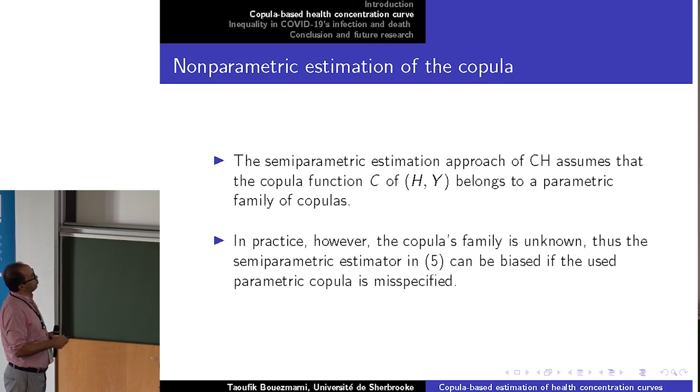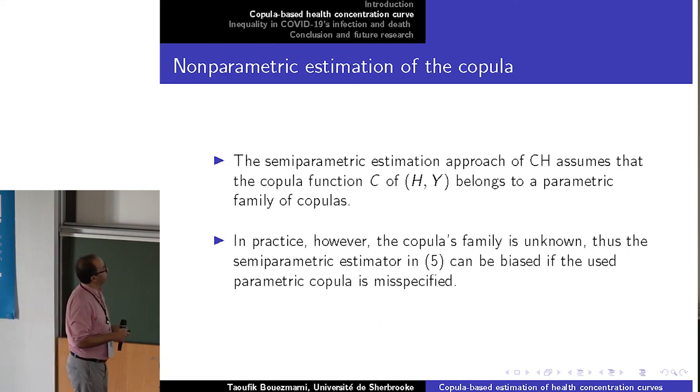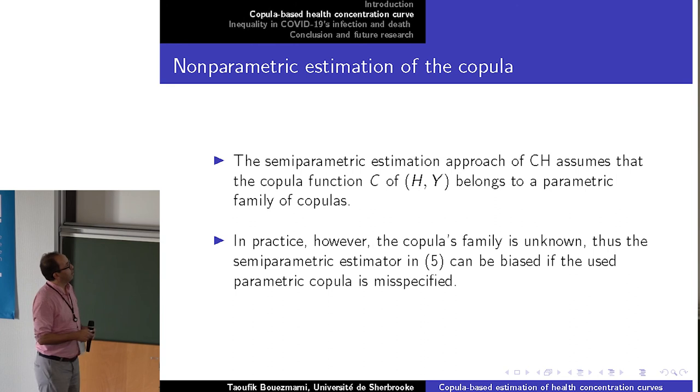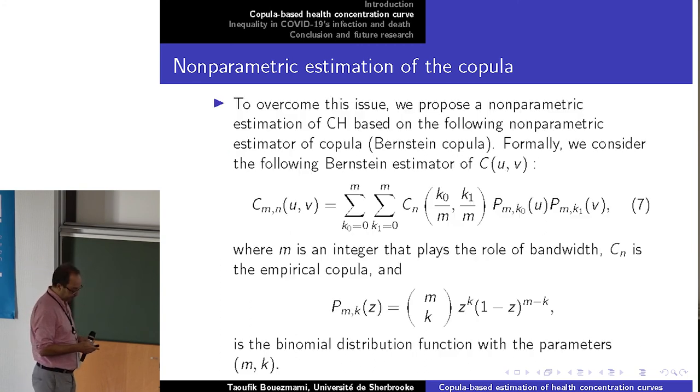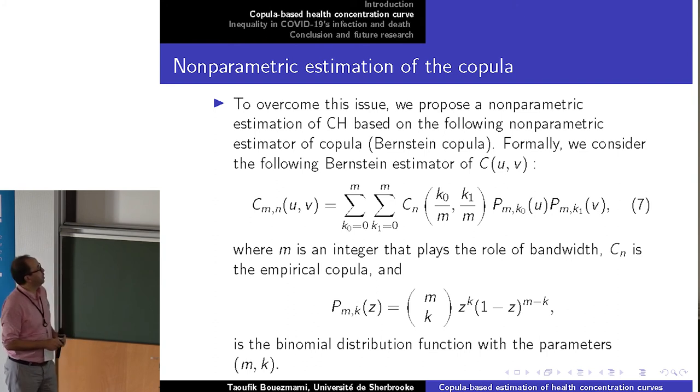Now, for the non-parametric estimation of the copula: the problem with the semi-parametric estimation is that it is based on the assumption that we know the copula function. That in practice is a bit problematic. So how can we solve that? We use a non-parametric approach, and that's what we do. We instead use a Bernstein estimator for the copula.